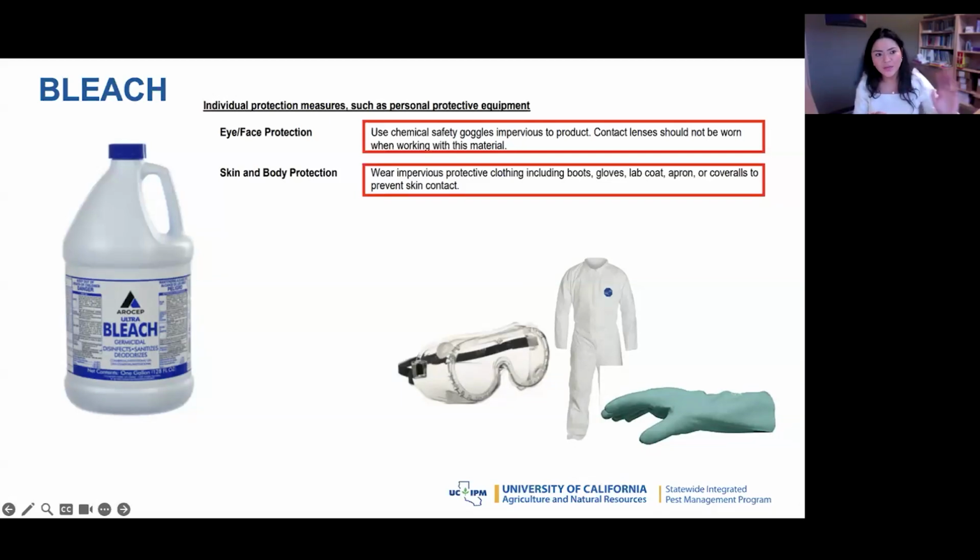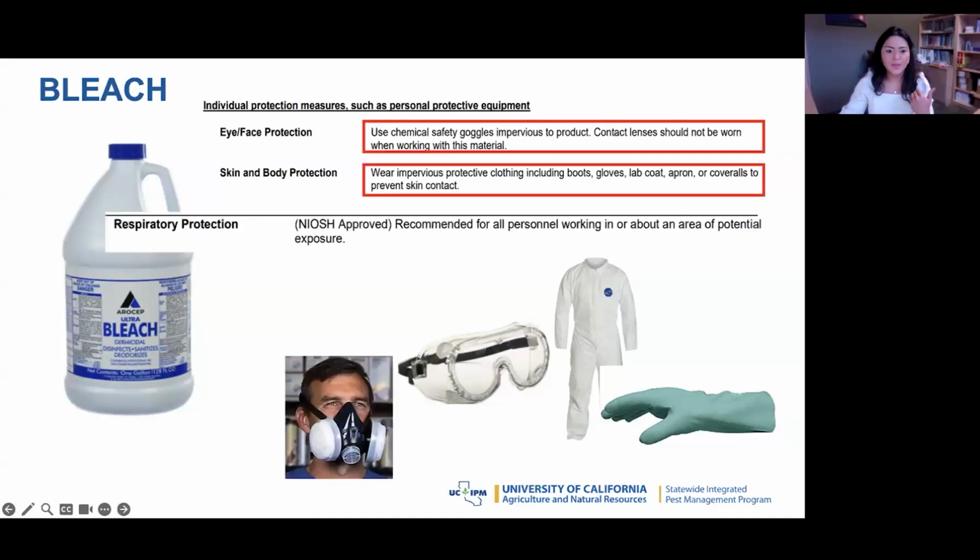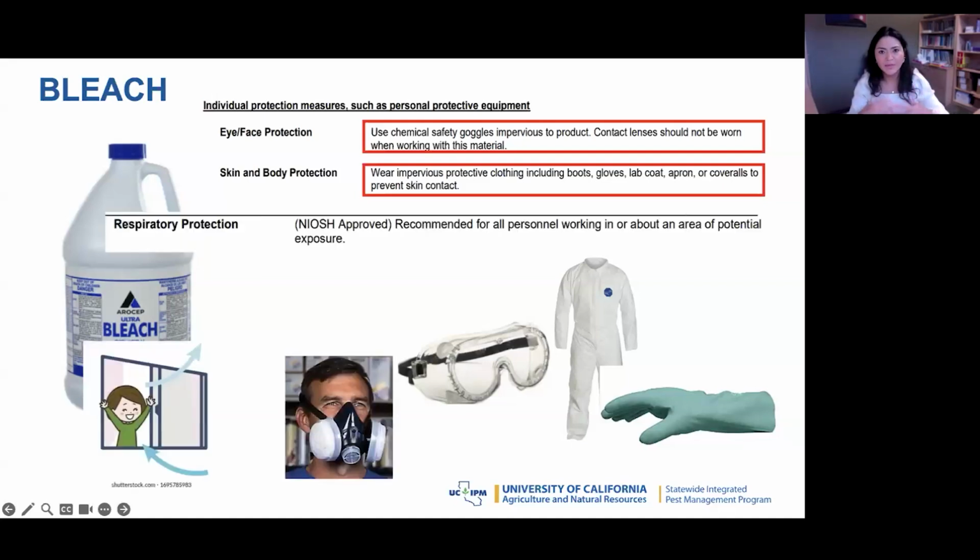The coveralls are really going to depend again on the concentration. I would recommend wearing them if you're going to have access to a very industrial concentration type of bleach. But if you're going to be dealing with just a more diluted version, then you probably just want to have your typical long sleeve, long pants. And it says here on the SDS that a NIOSH approved respirator might be needed. However, that might not always be the case. Again, it really is going to depend on how harsh the chemical is.